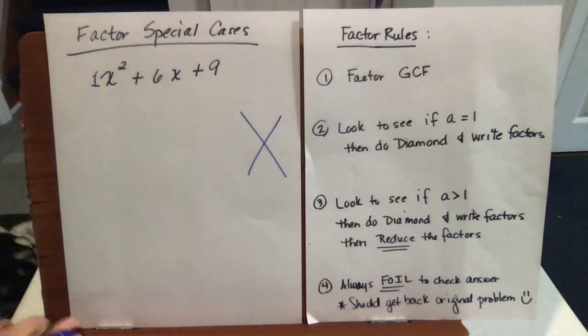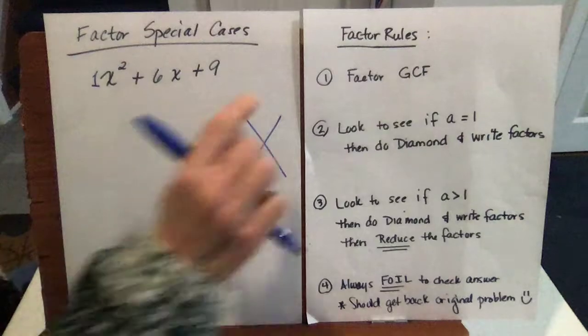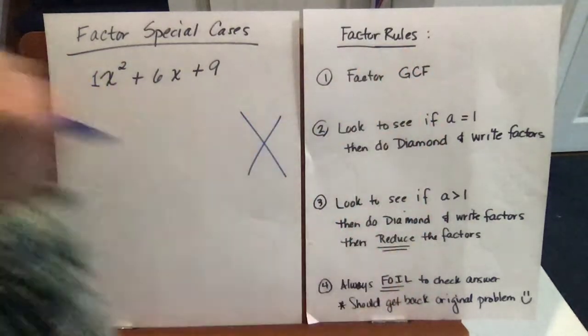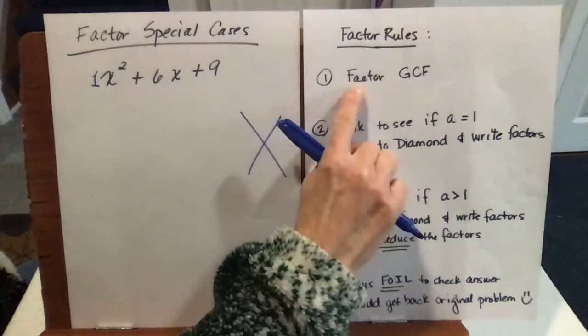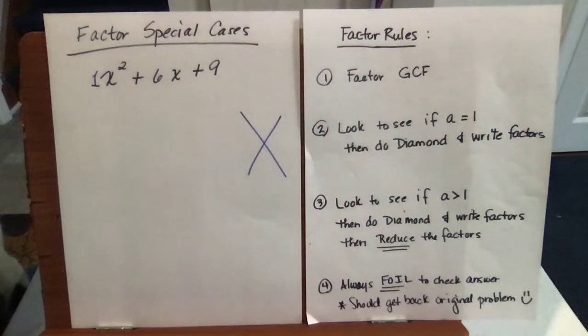All right, so we're going to take a look at factoring special cases. There's really nothing unique about special cases other than the outcome of the answer, or the factorization. So first, as always, we want to keep our checklist of factoring rules. Always look for a greatest common factor.